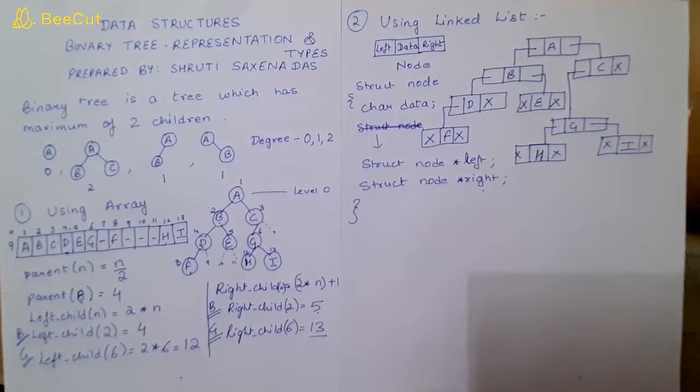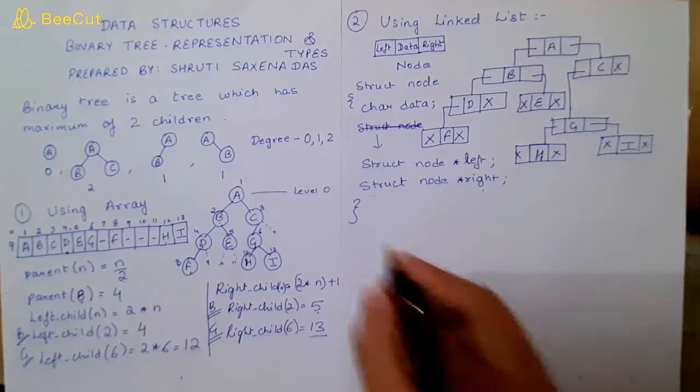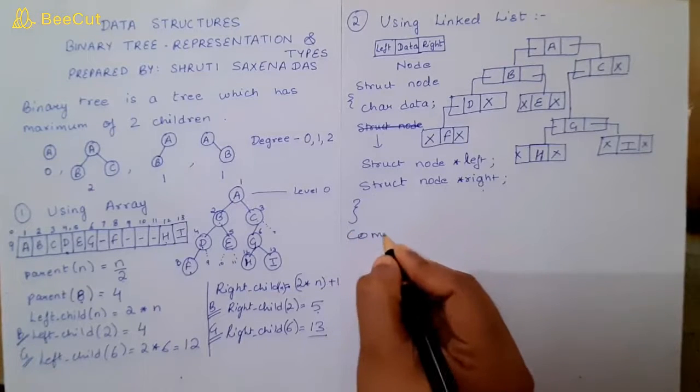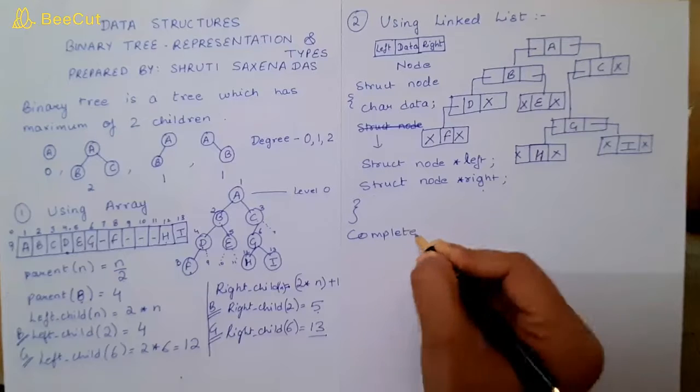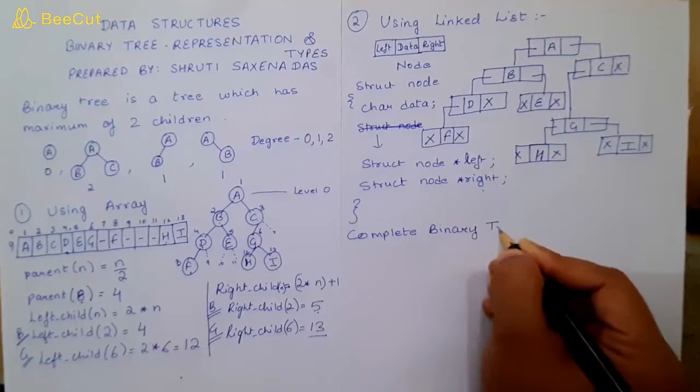Okay, then these are the 2 representation methods which are used. You can use array or you can use linked list. Now we'll discuss what are the types of binary tree. So the first one will be the complete binary tree. We'll discuss what complete binary tree means.